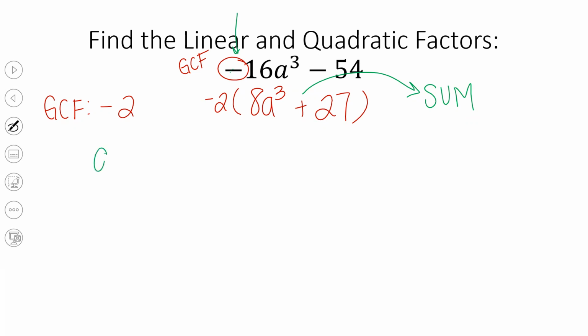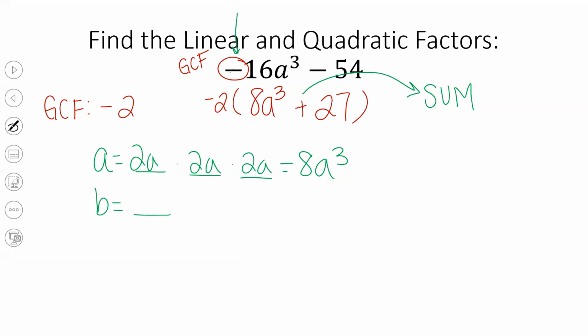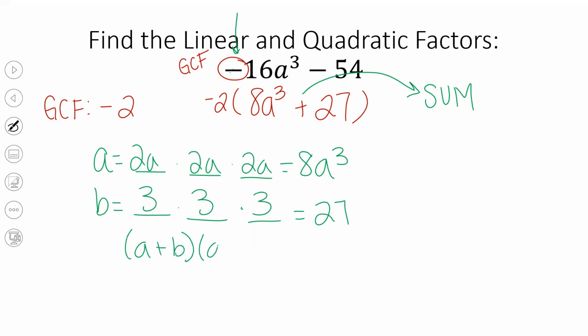So here we go. I need an A value. 3 things that multiply together to give me 8a cubed. What can I multiply 3 times to get 8a cubed? 2a, very good. 2a times 2a. And my b value, 3 things that multiply together to give me a positive 27. What can I multiply 3 times to give me 27? 3.